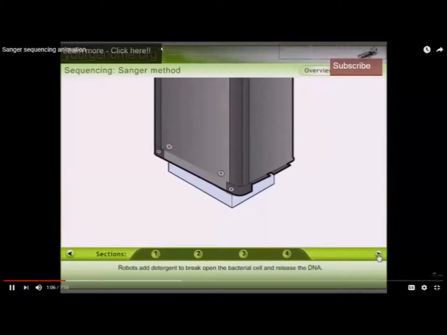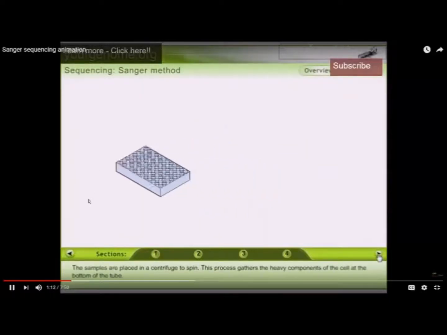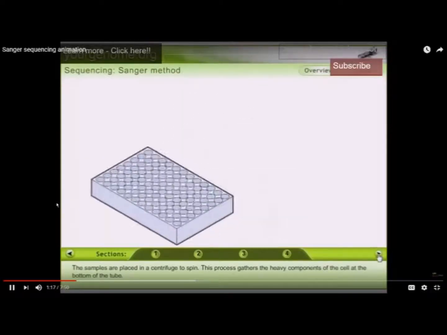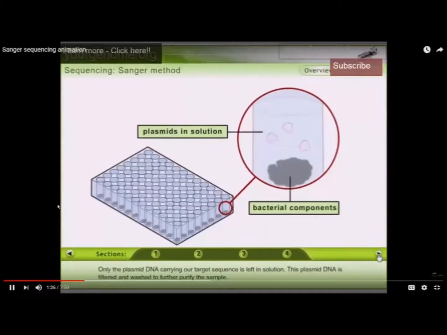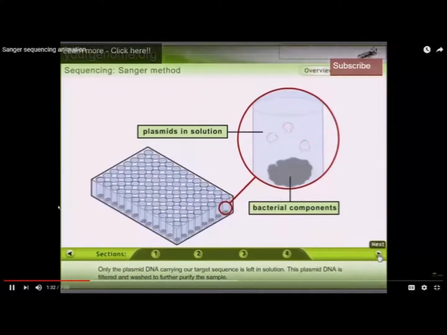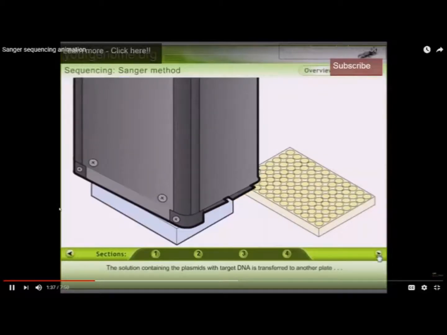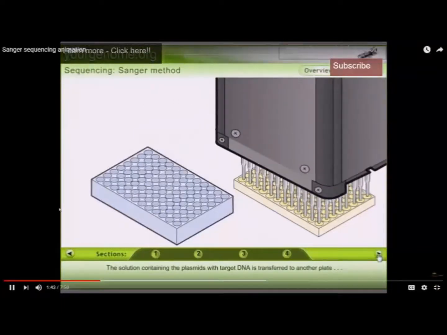Robots and detergent are used to break open the bacterial cell and release the DNA. These samples are placed in a centrifuge to spin. This process gathers the heavy components of the cell at the bottom of the tube. Only the plasmid DNA carrying the target sequence is left in the solution. This plasmid DNA is filtered and washed to further purify the sample. The solution containing the plasmid with the target DNA sequence is transferred to another type of plates. All of these things nowadays are done by robotics.